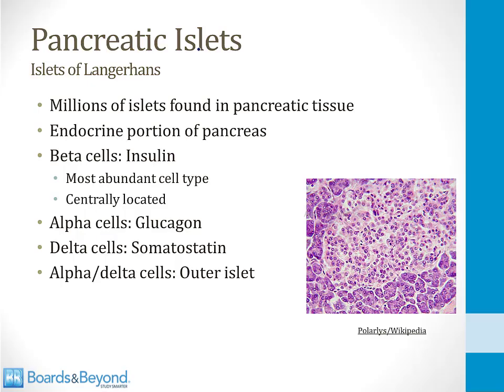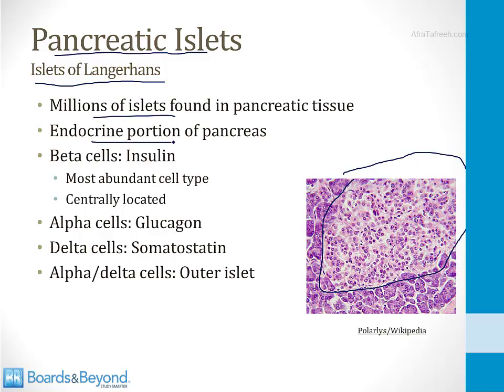You should know that the endocrine portion of the pancreas is made up of structures called pancreatic islets. They're also sometimes called the islets of Langerhans. An islet is a small island, and if you look at this picture on the screen, this is an islet here. It's an island of tissue found inside the pancreas, and there are millions of these in the pancreatic tissue, and these are the endocrine portion of the pancreas.